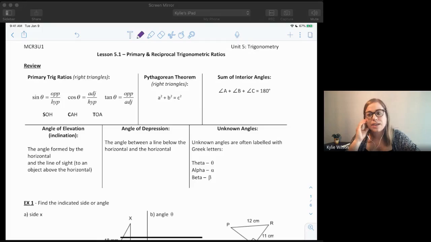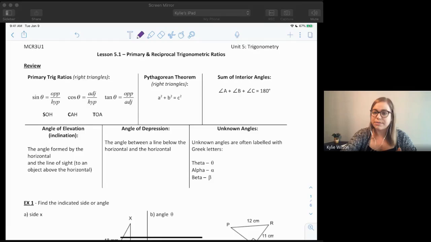Okay, so we're going to get started and we're beginning Unit 5. Unit 5 is all about trigonometry. And that word should seem familiar because you did a bunch of trigonometry in grade 10. So we're going to start with a quick review, and then we're just going to add on a few things. The lessons for today are very similar concepts to what you did in grade 10. We're just going to add in a few extra pieces.